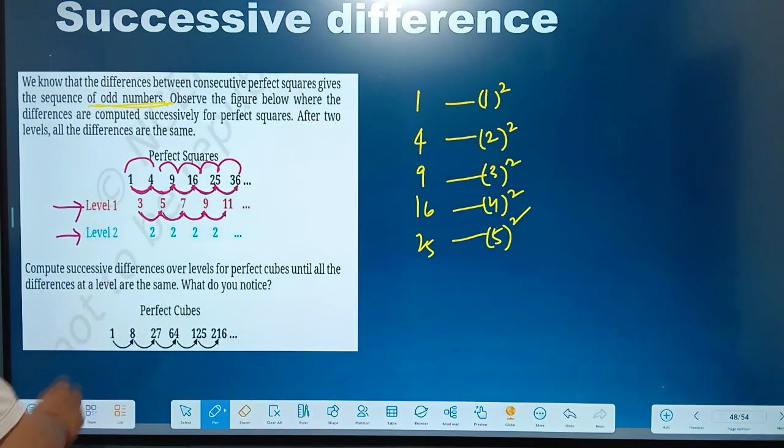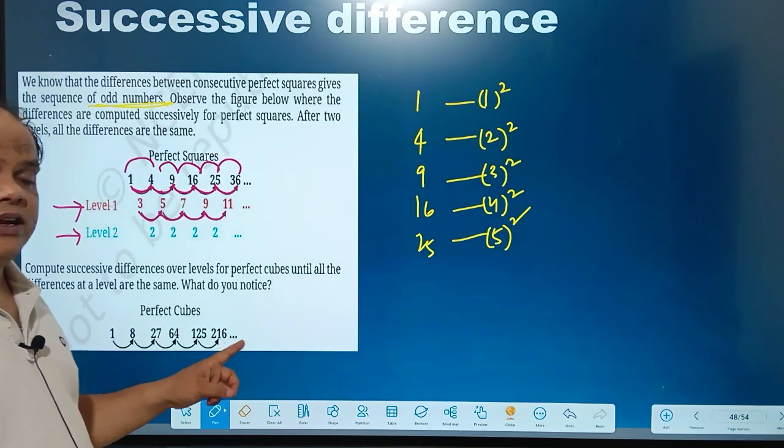So compute successive differences over levels for perfect cubes until all the differences at a level are the same. What do you notice? So they are saying, can you do it for the perfect cubes, and what do you notice?